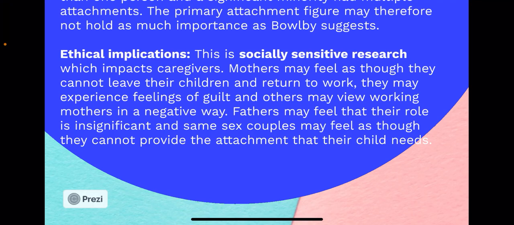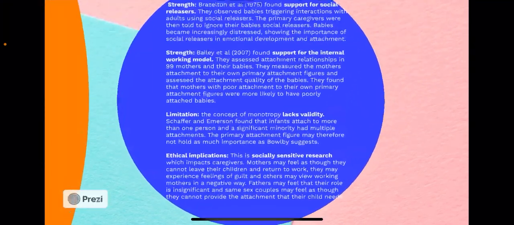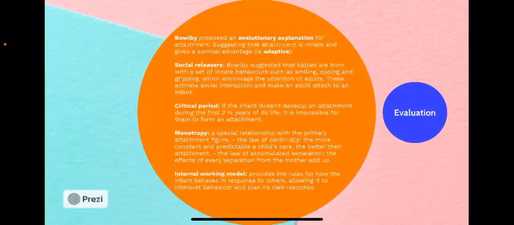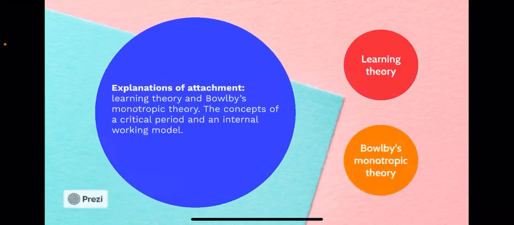But also it can affect fathers. They may feel that their role is insignificant, and same-sex couples may feel as though they cannot provide the attachment that the child needs. So it's socially sensitive research, and it has impacts on mothers and fathers.